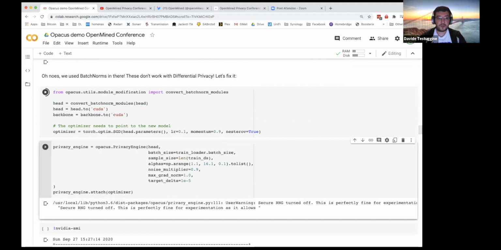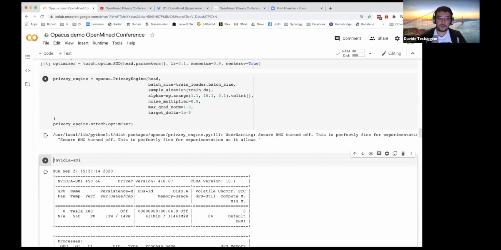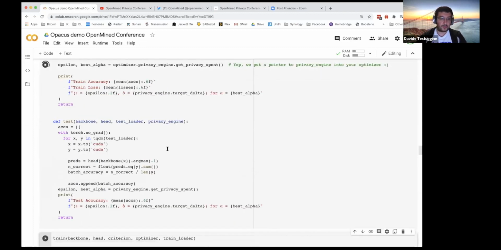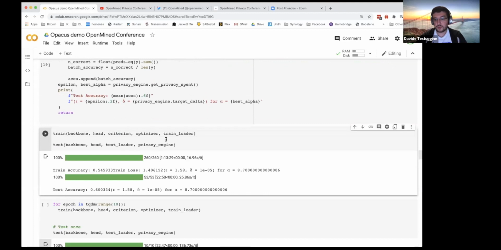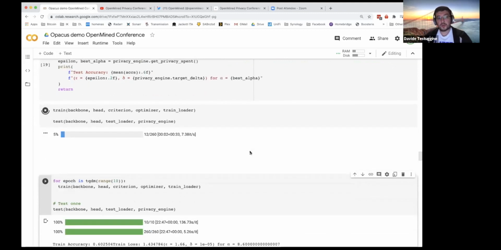So, and now this is indeed going to run. I wrote a very simple train and test function, not much going on over there, so I'm going to skim over them, and we're able to train. More importantly, we're able to do this at a similar speed to what we would have without differential privacy.